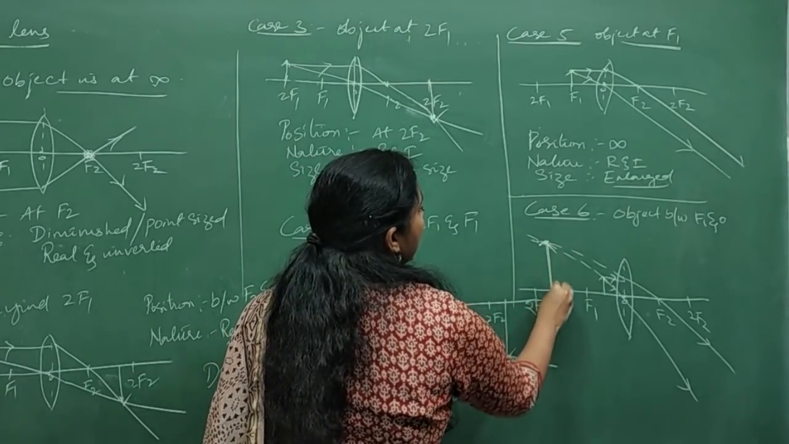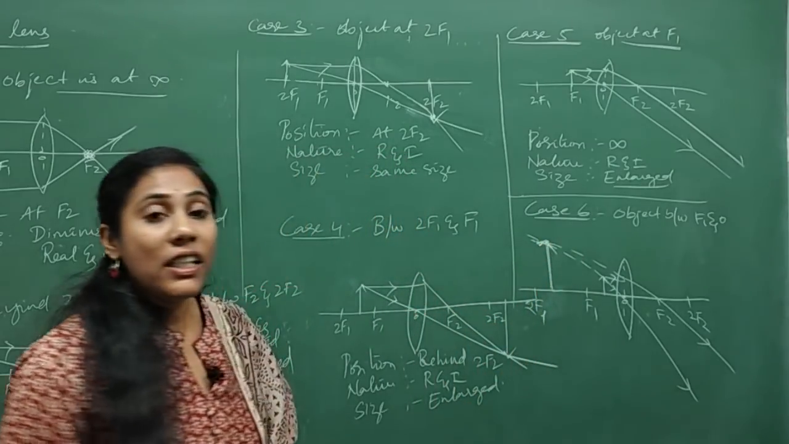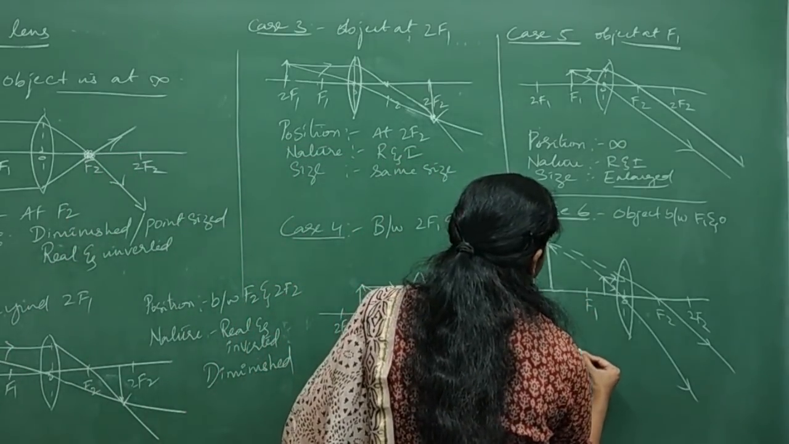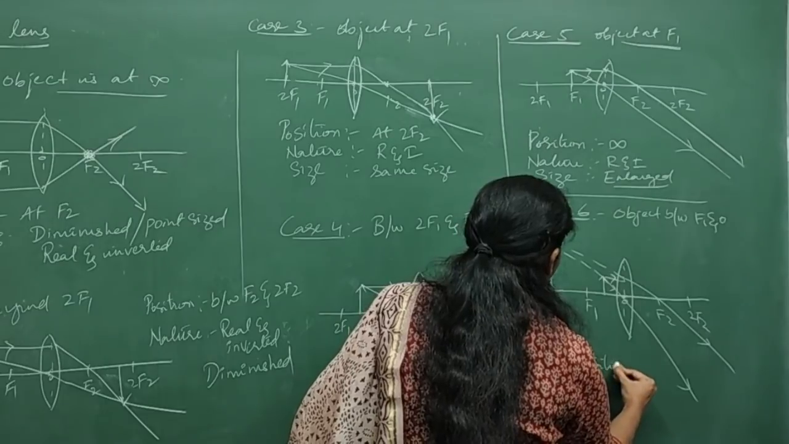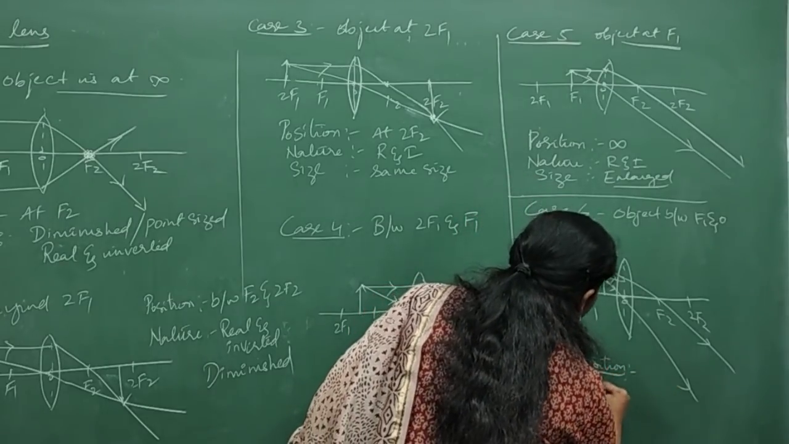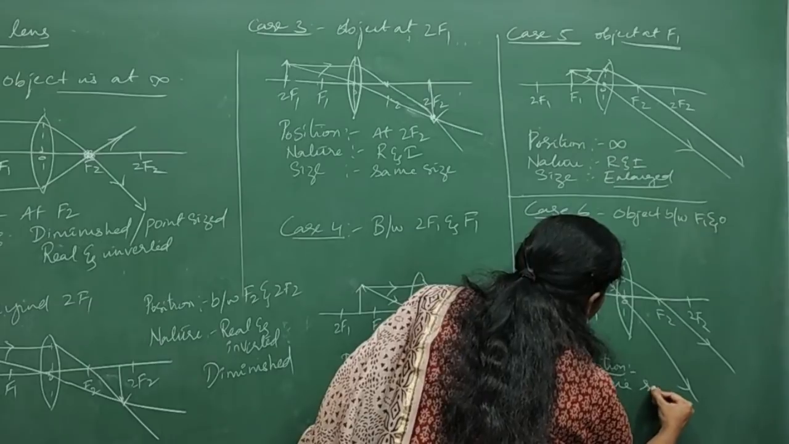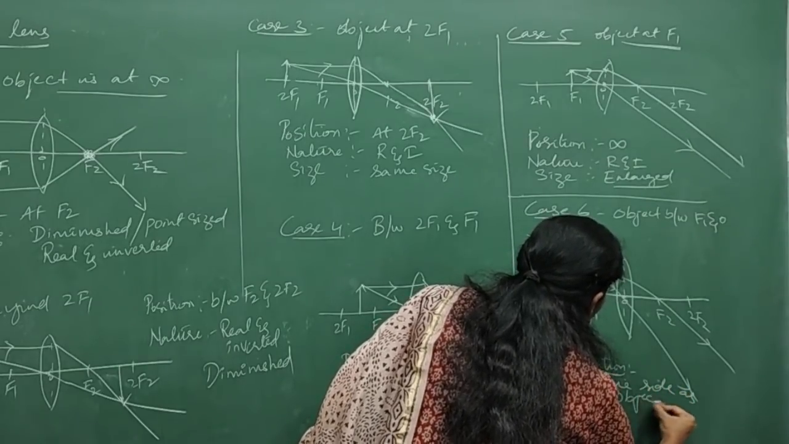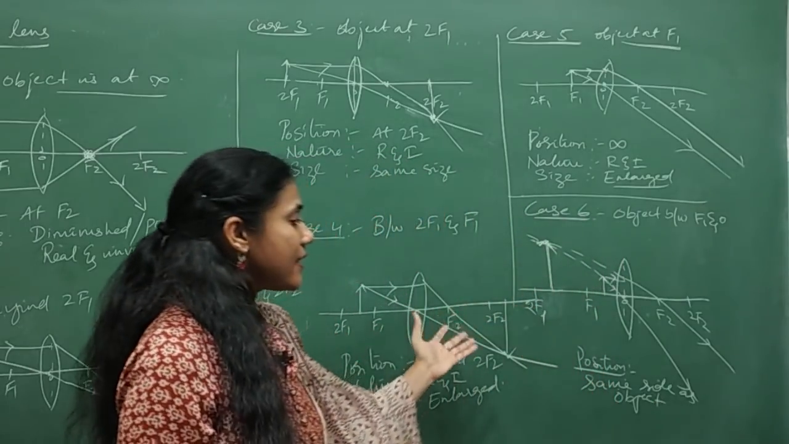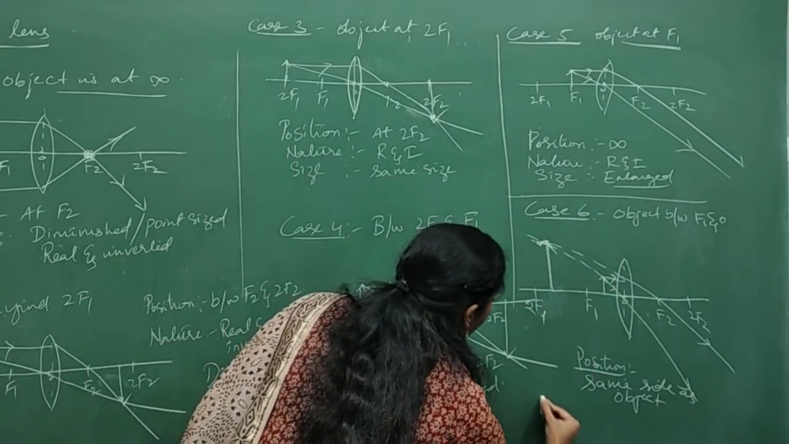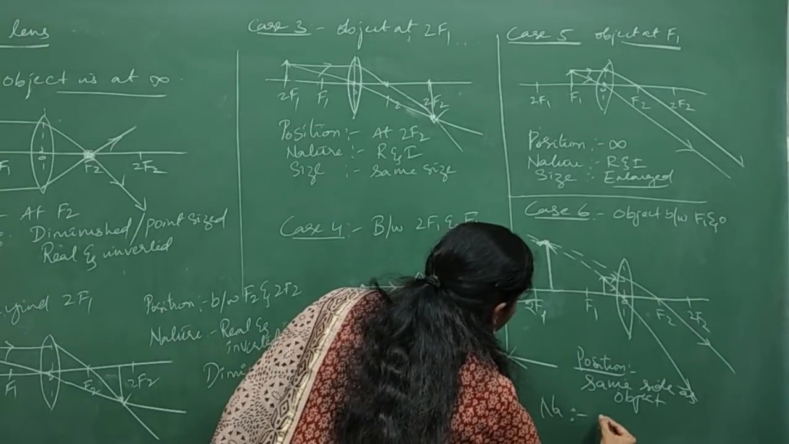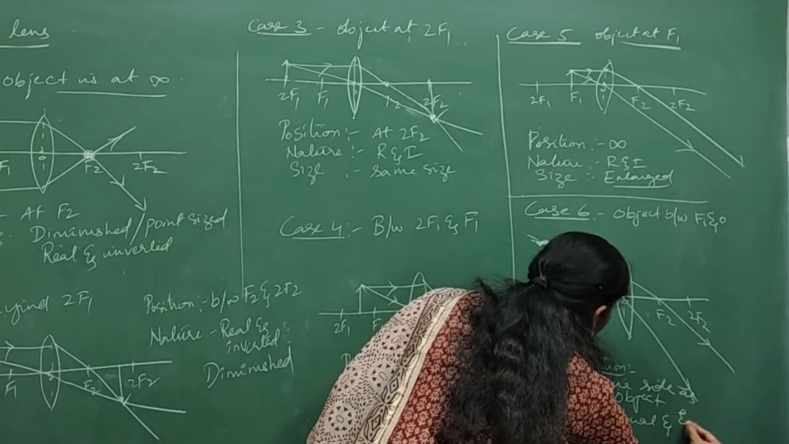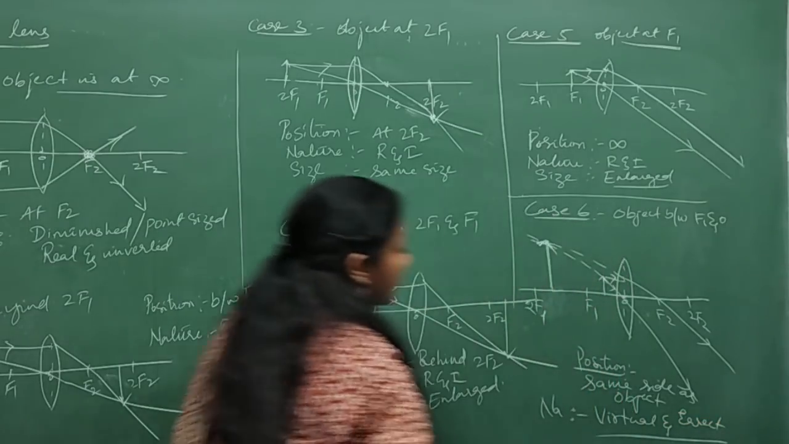So here they are meeting, and you get virtual and erect images, isn't it? So what is the position? Position of the image is on the same side as the object. Okay, wherever you kept your object, on that side only your image is formed. And what is the nature of image? It is virtual and erect images are formed, right?